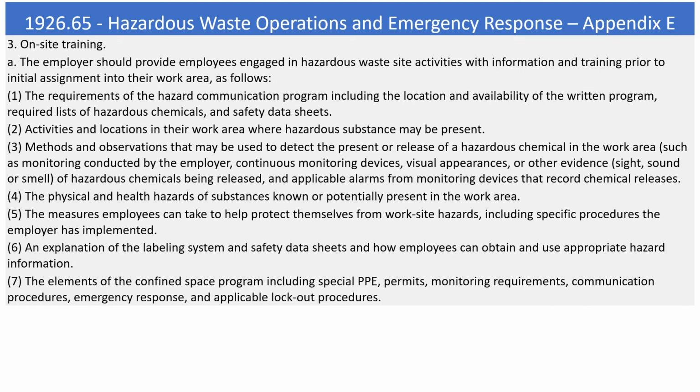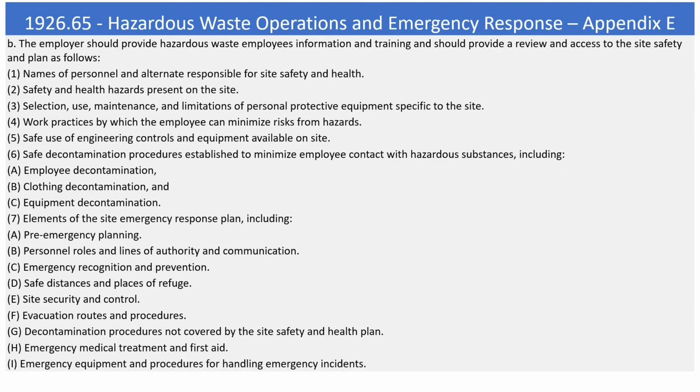applicable lockout procedures. B. The employer should provide hazardous waste employees information and training and should provide a review and access to the site safety and health plan as follows. 1. Names of personnel and alternate responsible for site safety and health. 2. Safety and health hazards present on the site. 3. Selection, use, maintenance, and limitations of personal protective equipment specific to the site. 4. Work practices by which the employee can minimize risks from hazards. 5. Safe use of engineering controls and equipment available on site.